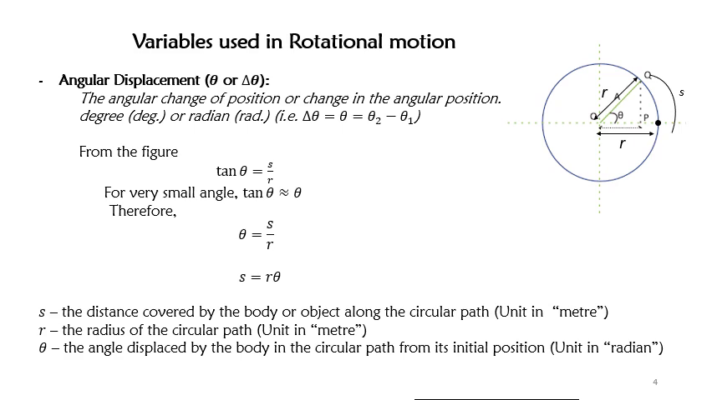So angular displacement is represented as theta or delta theta, change in theta. It is the angular change of position or change in the angular position of a body. For example, if you look at the diagram on the right hand side of your screen, the blue circle is the part of the object represented by that black dot.